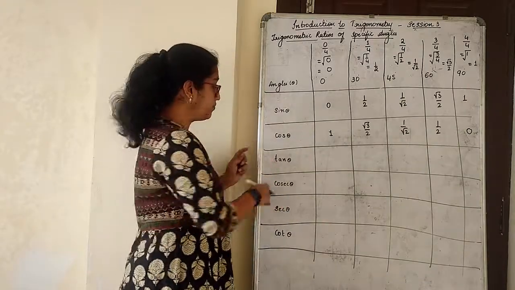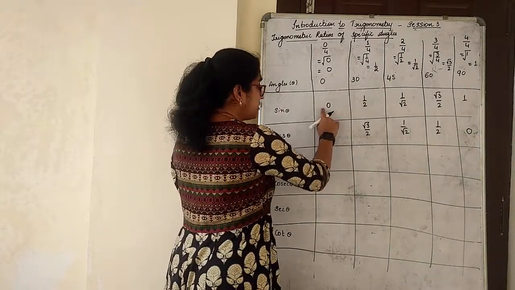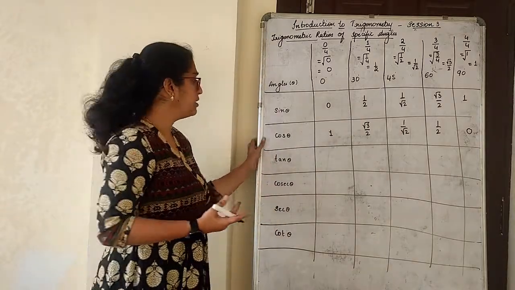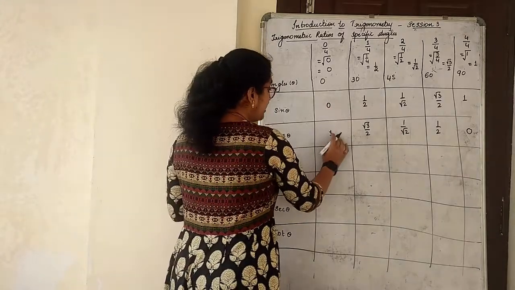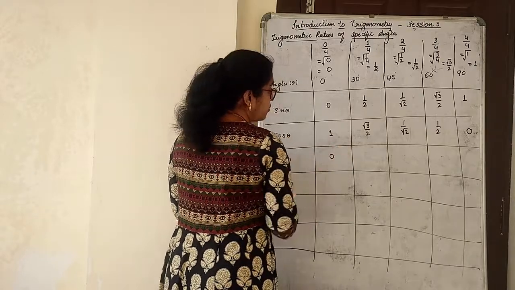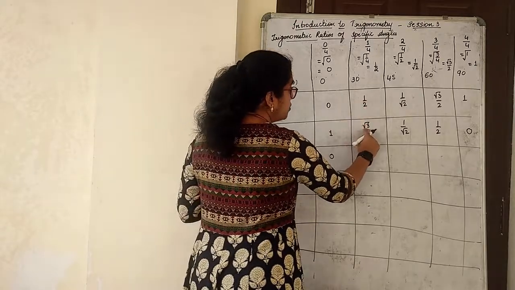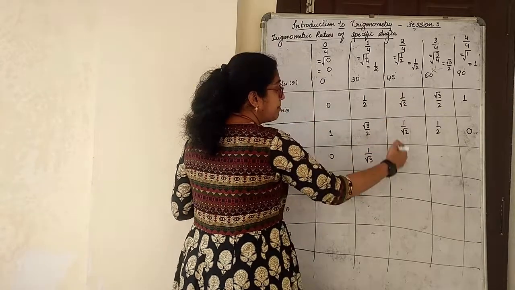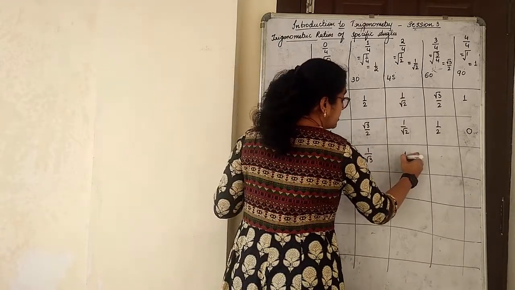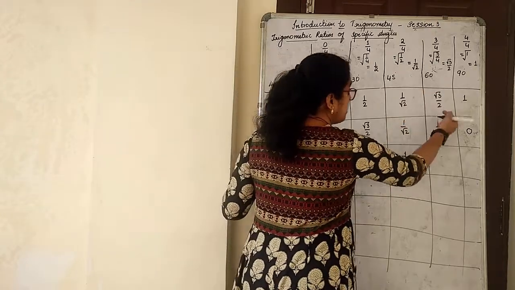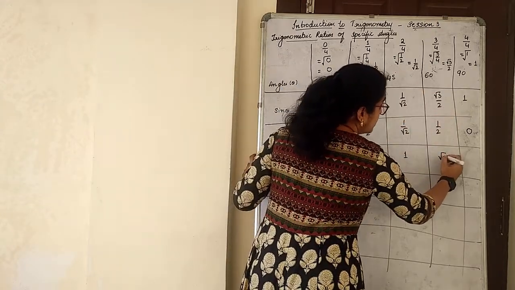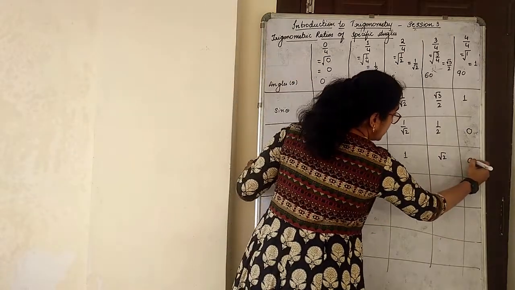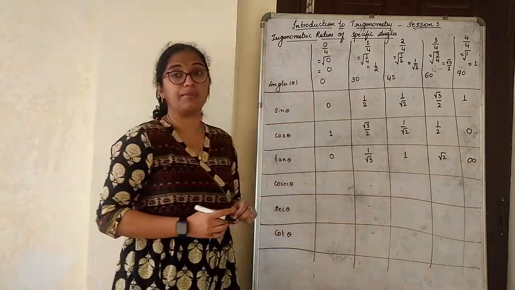Let's go for tan. Now tan, how do we write? Sine by cos. So everything sine by cos, we know how to write tan now. So sine by cos, 0 by 1 is 0. 1 upon 2, root 3 by 2, so this is 1 by root 3. 1 by root 2, 1 by root 2, answer is 1. Root 3 by 2 and 1 by 2, answer is root 3. 1 upon 0, not defined, infinity. We cannot define 1 by 0.